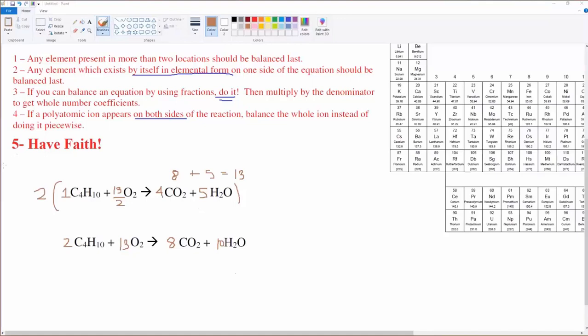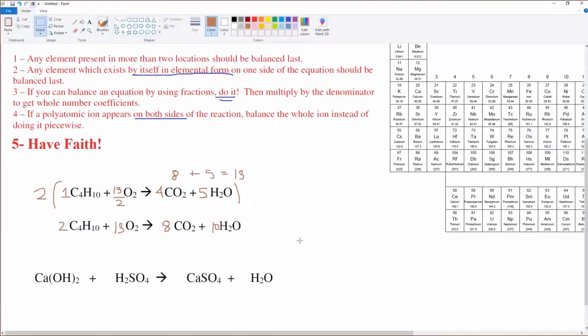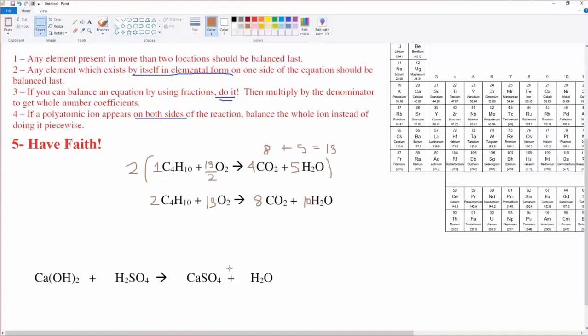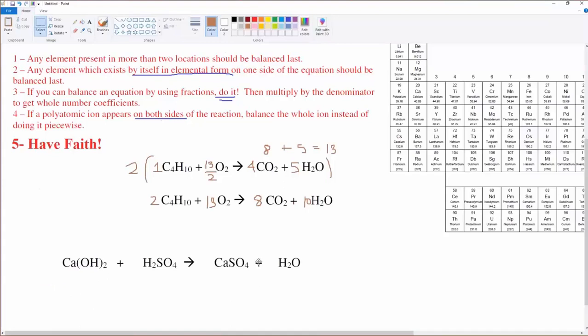Okay. Let's do another one. Move this guy out of the way. All right, so we're going to balance this equation. We're taking calcium hydroxide. We're going to react it with sulfuric acid to make calcium sulfate and water.